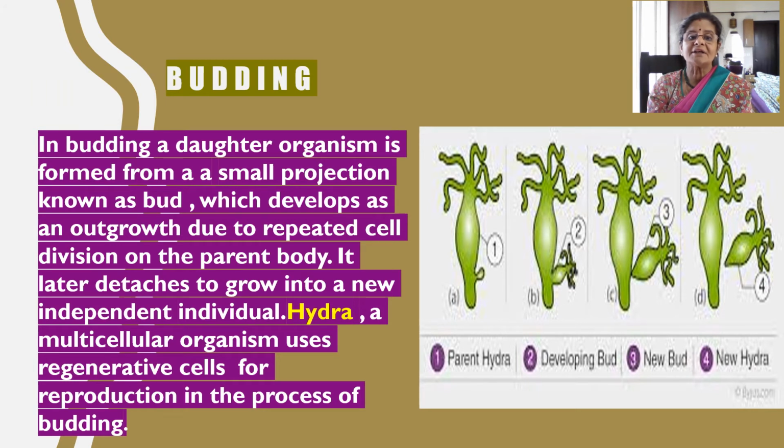Another interesting type of asexual reproduction is budding. What is budding? In budding, a daughter organism is formed from a small projection known as a bud, which develops as an outgrowth due to repeated cell division on the parent body. It later detaches to grow into a new independent individual. Hydra, a multicellular organism, uses regenerative cells for reproduction in the process of budding.